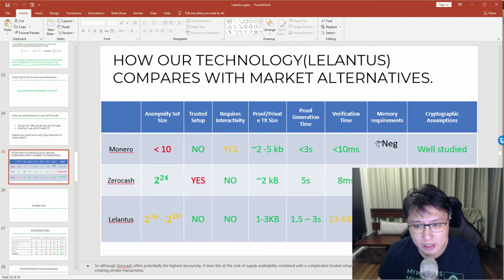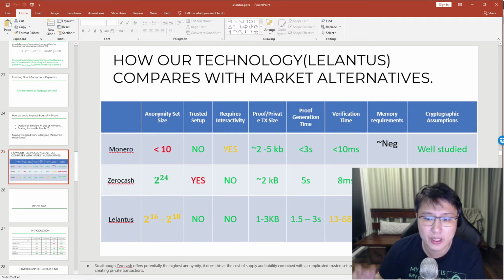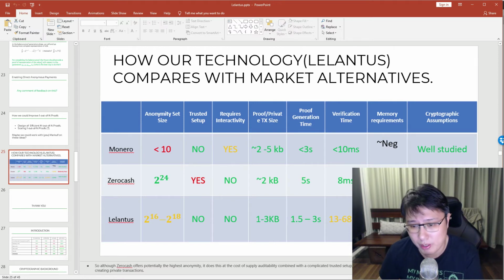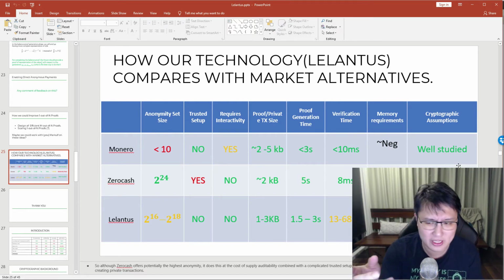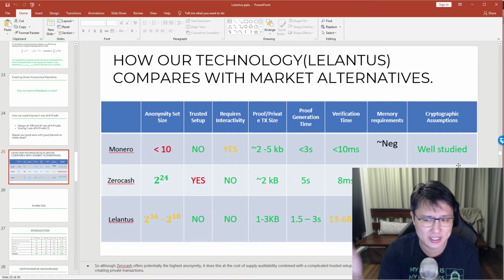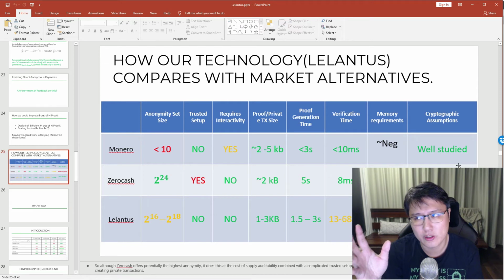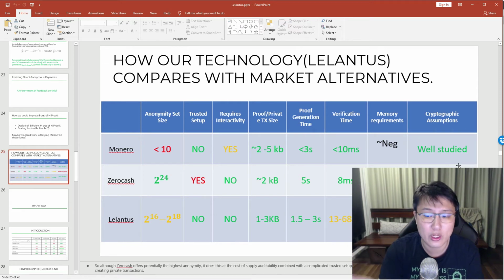The other thing here is memory requirements, like how much memory your computer needs to process those private transactions. It's less than 10 megabytes. And most importantly, the cryptographic assumptions. What does that mean? That means, what are the cryptographic building blocks that build the systems? So, Lelantus is using something called DDH, Monero is like, Ring 6 and all that. It's really stuff that has existed in many areas of industry, and it's not likely there's a problem. The cryptography is very well understood and well studied.